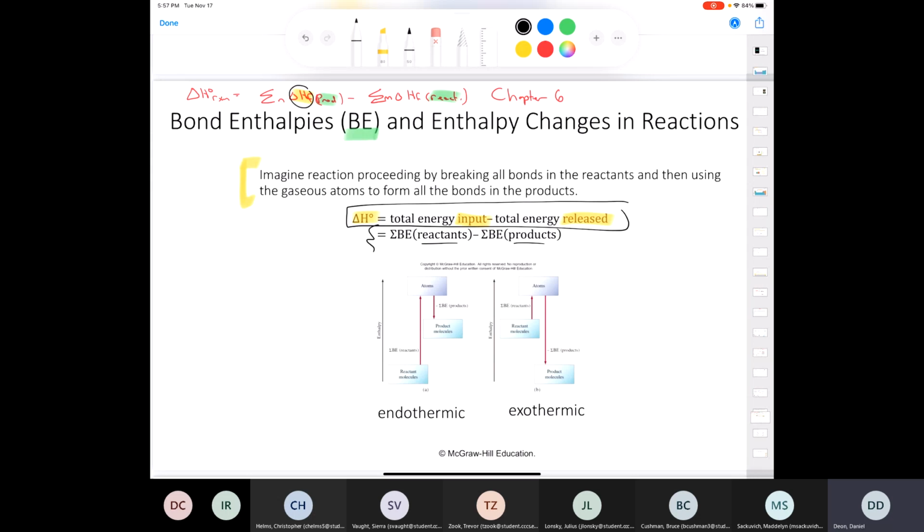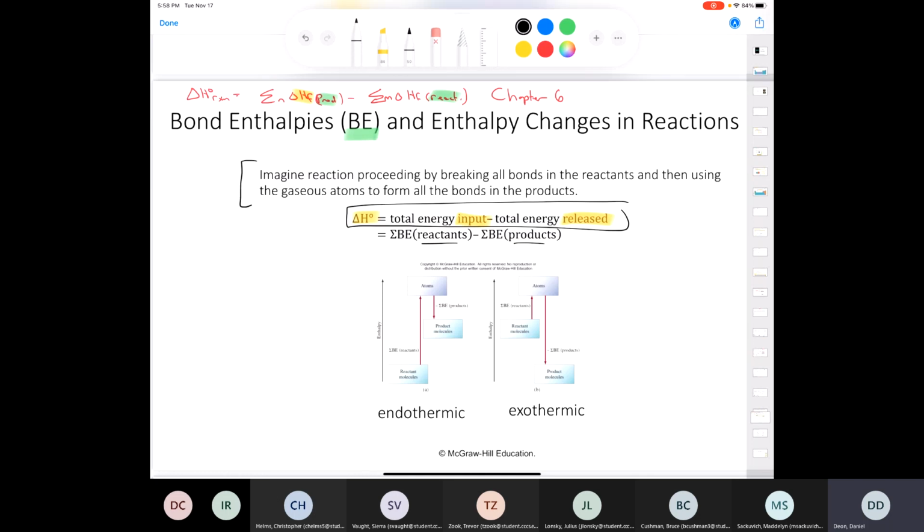Remember the delta HF, those were negative values, right? That's energy being released when you form something. Whereas now we're talking about breaking the bonds instead of forming it. So we're basically flipping it around, okay? Now this is an equation you're going to have to know for the next exam. Now, if you think about what it's saying here in this statement, okay?